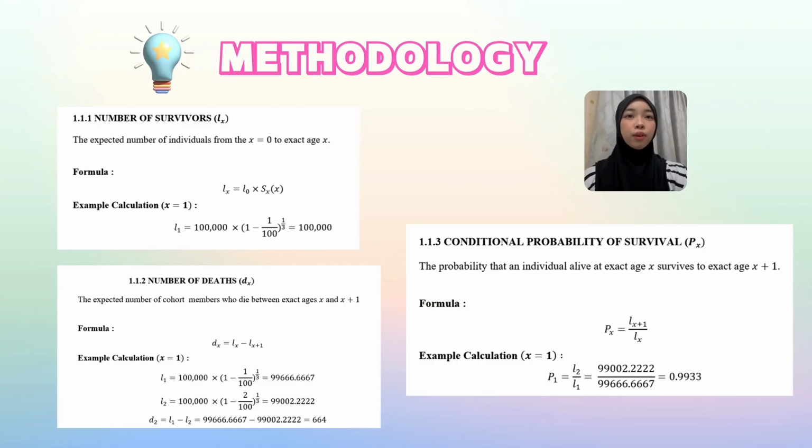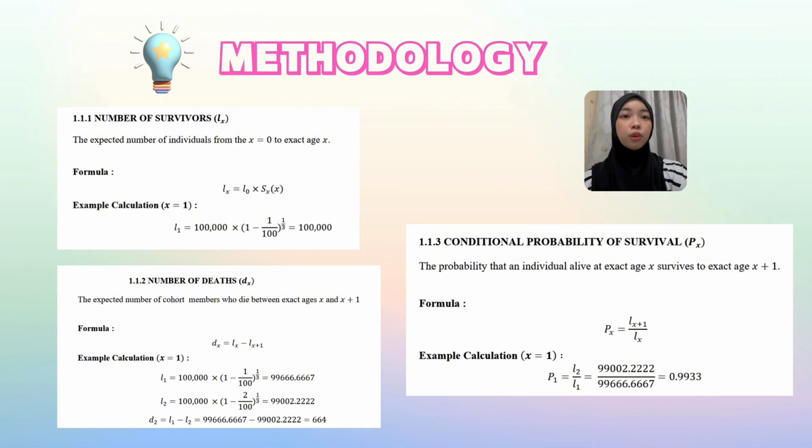Moving on to slide 4, let's look at the specific mathematical formulas used to construct our life table components from our survival function. First, the probability of surviving, Px. This represents the probability that an individual aged x survives to age x plus 1. It is calculated by taking the ratio of the survival function at age x plus 1 to the survival function at age x. Px is equal to S(x+1) over S(x).